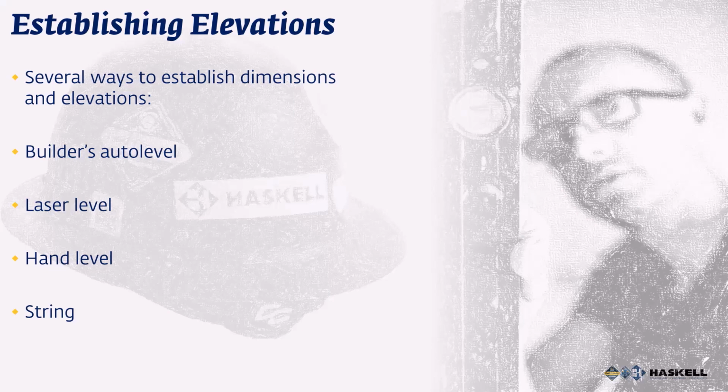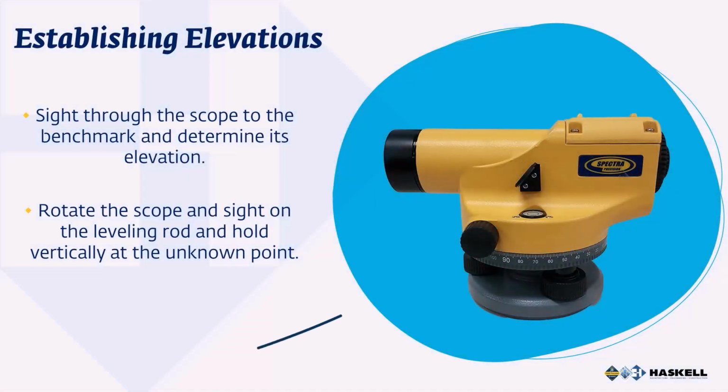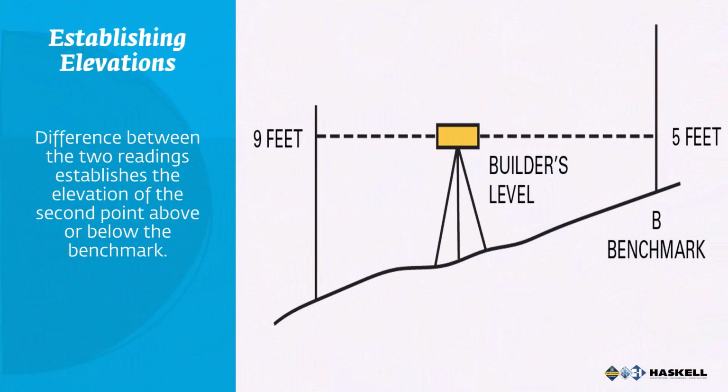You can use an engineer's level, a laser level, or a hand level and string. Another option is the builder's auto level. Sight through the scope to the benchmark to determine its elevation. Then rotate the scope and sight on the leveling rod held vertically at the unknown point. The difference between the two readings will establish the elevation of the second point above or below the benchmark.